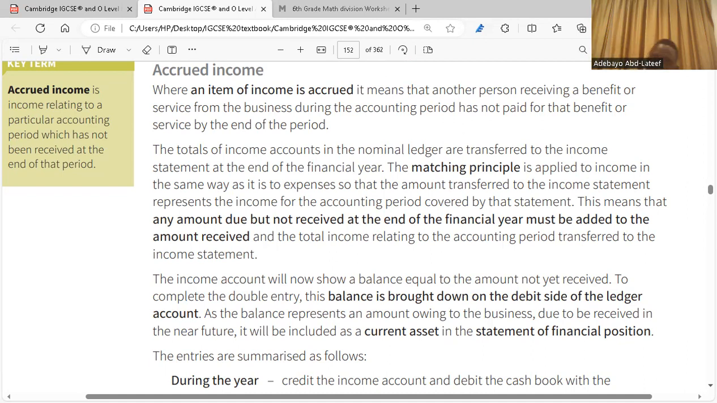And statement of financial position, you record it in your income statement. Yes. But what is it? Income receivable, right? Yes. It's an income for the business. Yes. You add it, yes or no? Yes, in the income statement.